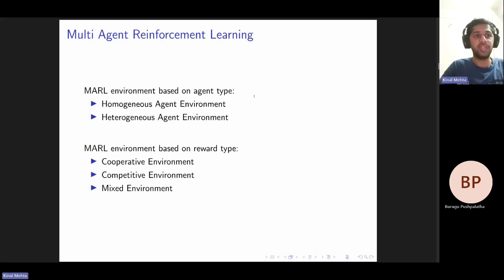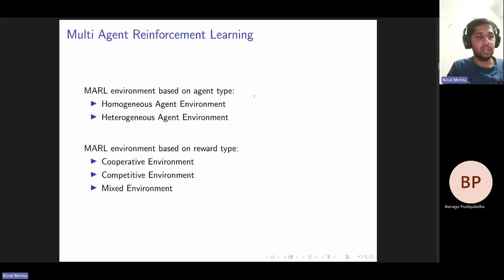Based on the type of agents, the multi-agent environment can be either a homogeneous agent environment or a heterogeneous agent environment. In a homogeneous agent environment, all the agents have the same state space, the same observation space, and the same action space, so all of the agents will be able to perform exactly the same actions. Whereas in heterogeneous environments, the agents can perform different actions, and their action spaces might also be totally different. So these are the two variations.